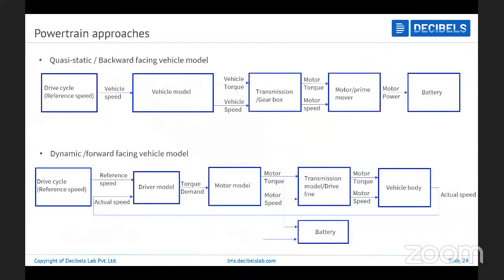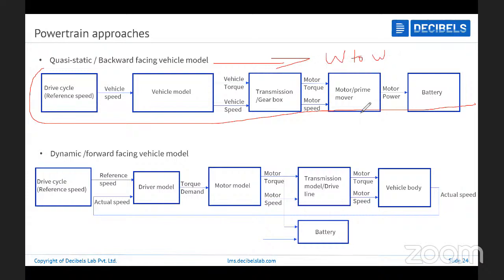I'll just give a basic introduction to these powertrain modeling approaches. Whatever approach we follow, with respect to the quasi-static approach, that is backward facing, we call it wheel to well analysis. And this is the dynamic, or forward facing, approach.